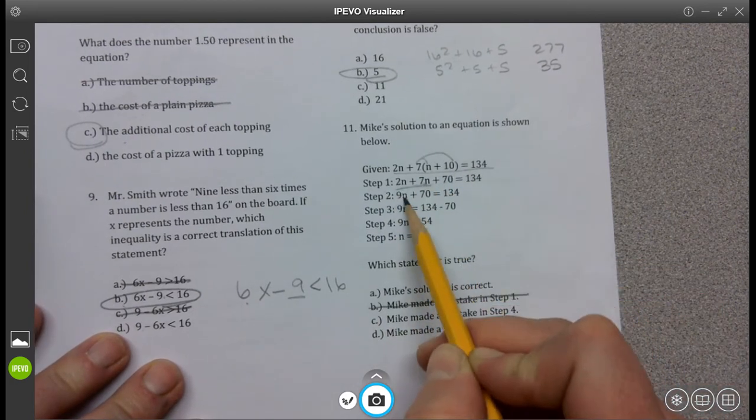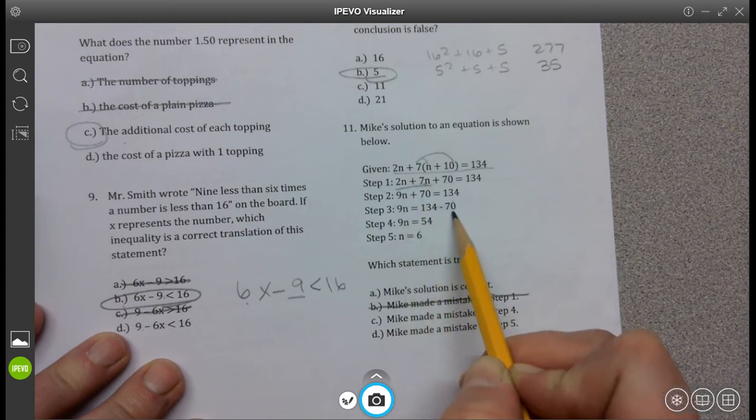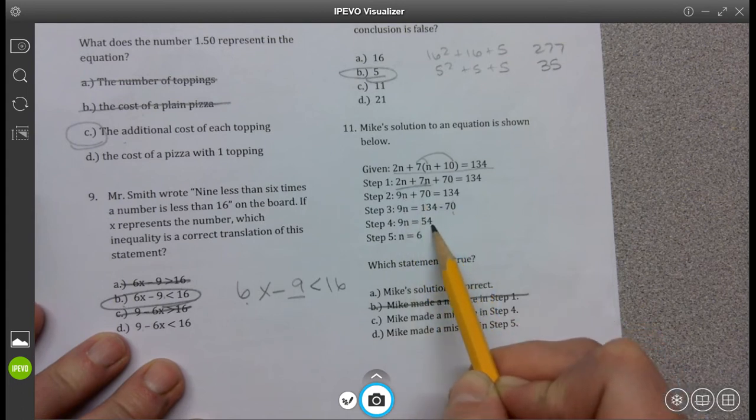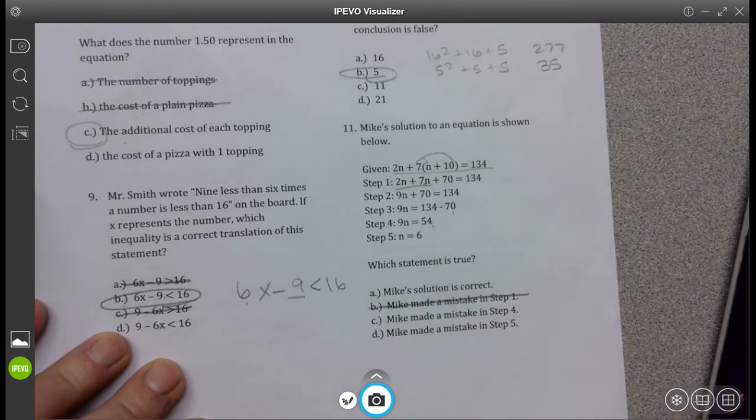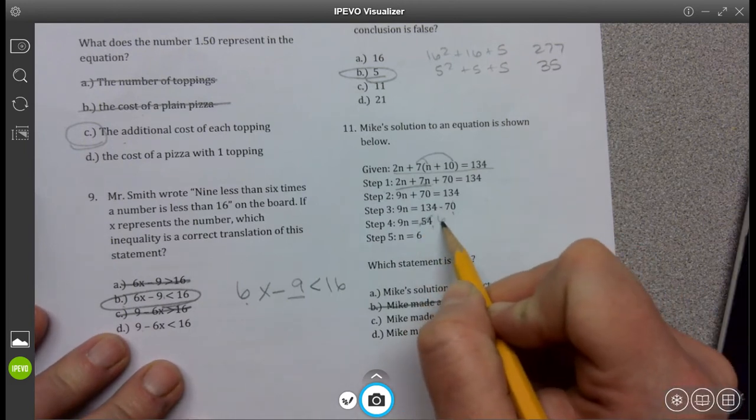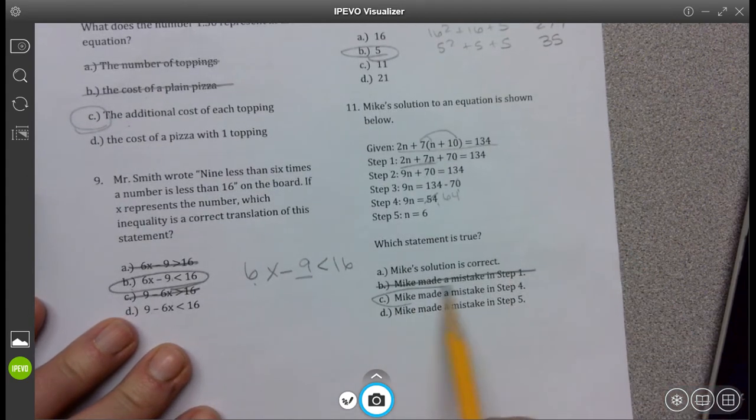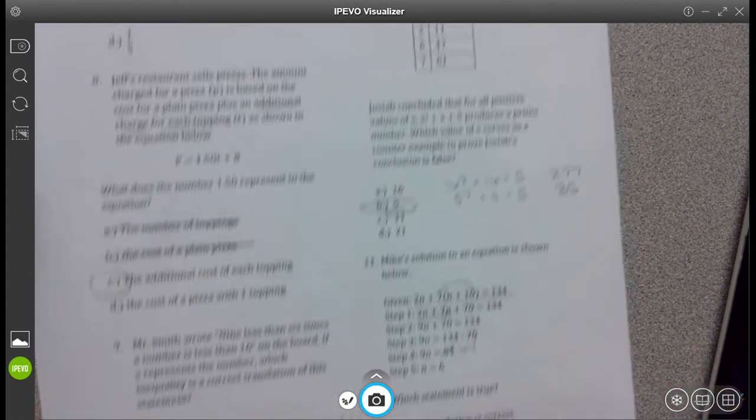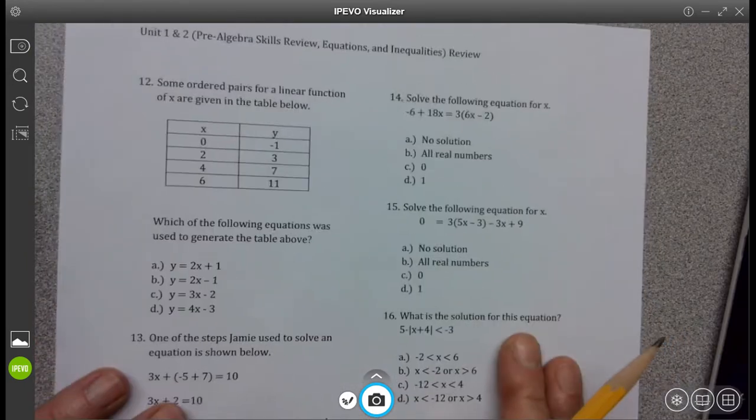He then combines like terms. Yes. He then subtracts 70. Yes. And he gets 54. Well, what's 134 minus 70? This should be 64. So yes, in step 4, Mike made a mistake. That's called error analysis. You're analyzing the errors.